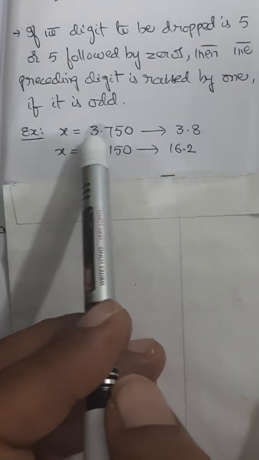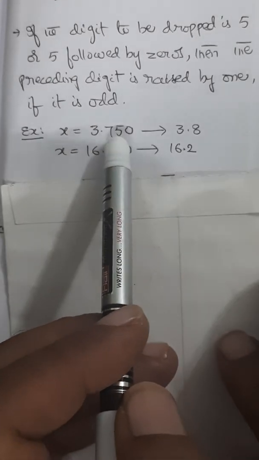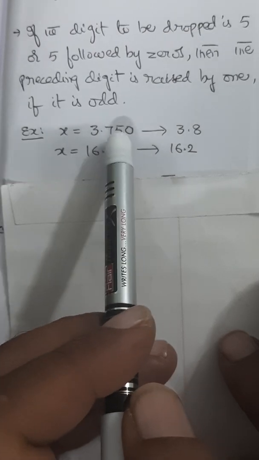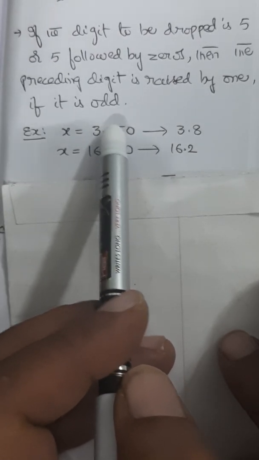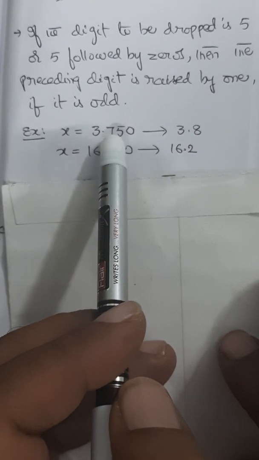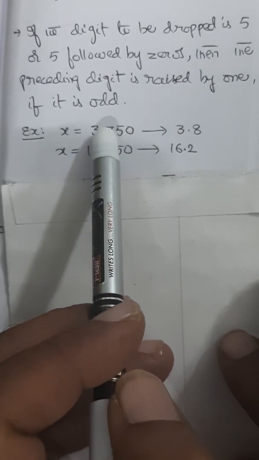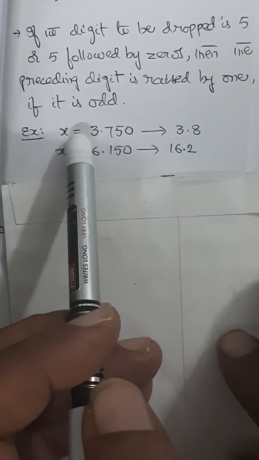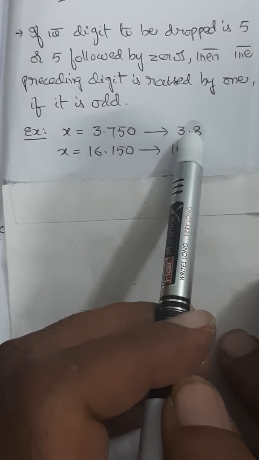For example, let us say an observed value x equal to 3.750. This we want to drop. So 5 or 5 followed by 0. The preceding digit, in this case, is 7. It is an odd number. Then while rounding off, as per this rule, it should be raised by 1. So 7 should be raised by 1, means 7 plus 1, 8. That means x equal to 3.750 is rounded as 3.8.